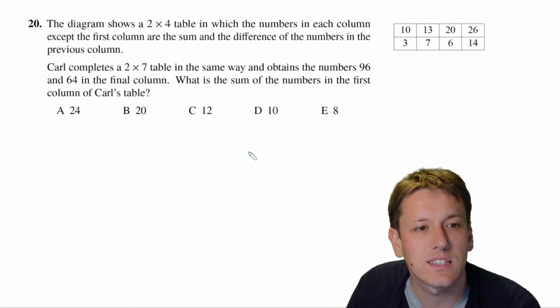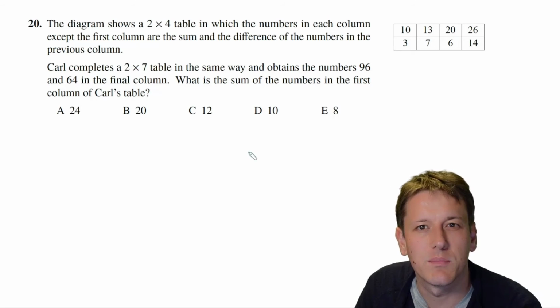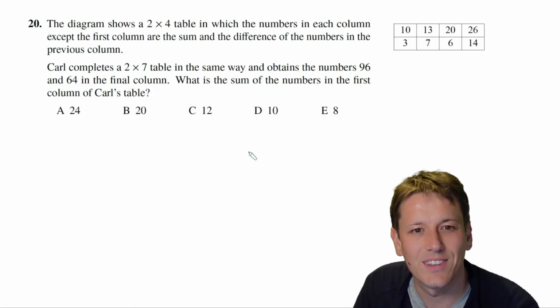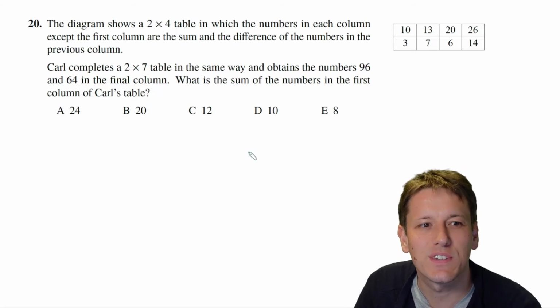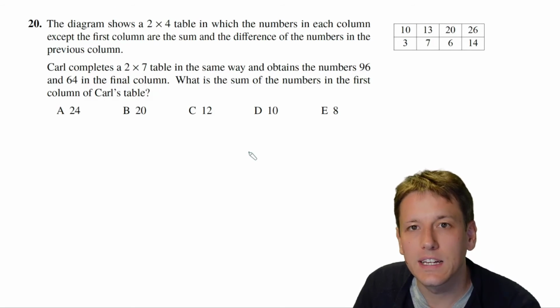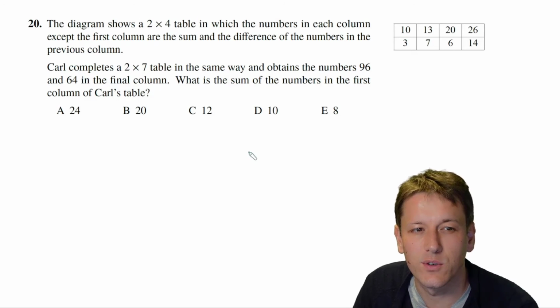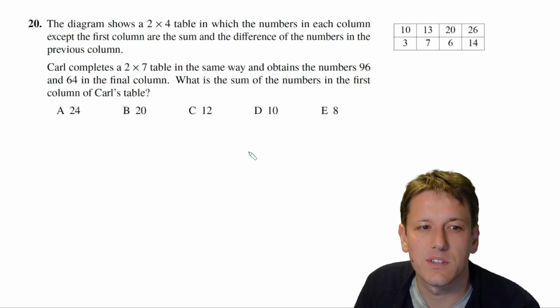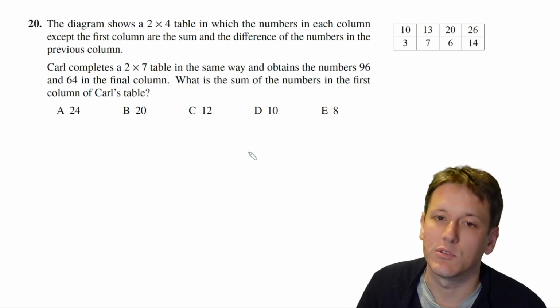Right, in question 20 it says the diagram shows a 2x4 table in which the numbers in each column except the first column are the sum and the difference of the numbers in the previous column. Carl completes a 2x7 table in the same way and obtains the numbers 96 and 64 in the final column. What is the sum of the numbers in the first column of Carl's table?